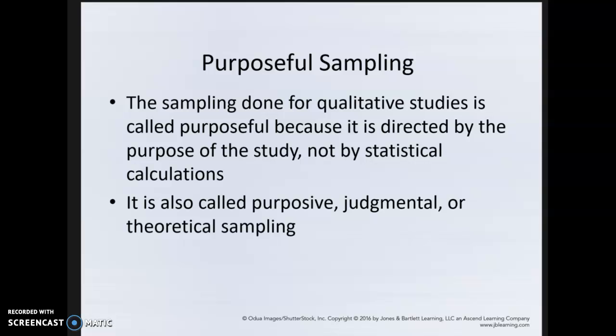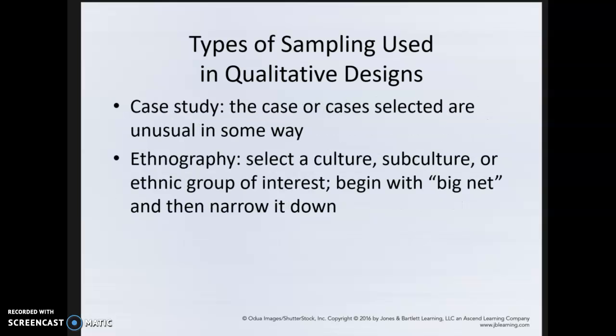When we're looking at purposeful sampling, the sample for qualitative studies is called purposeful because it's directed by the particular purpose of the study, not by statistics. Quantitative sampling is based on statistical calculations. Purposeful sampling is for devising a sample that will provide insight into a particular topic.